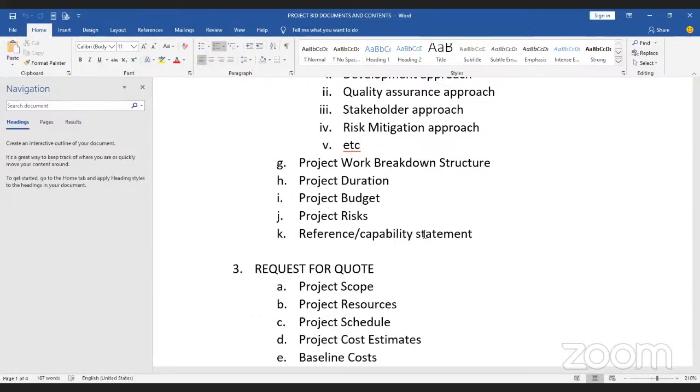Then you have your project duration. By the time you're done settling your project scope or your work breakdown structure, of course, your schedule comes with it, your project duration comes with it. And then your project budget also comes with it. Your project risks also come with it. Okay? And then the last thing there, you have your reference or capability statement, rather. Your reference or capability statement, those evidence of work done, you can also bring them back here to prove that, yes, you have done this before, and then you can do it again.